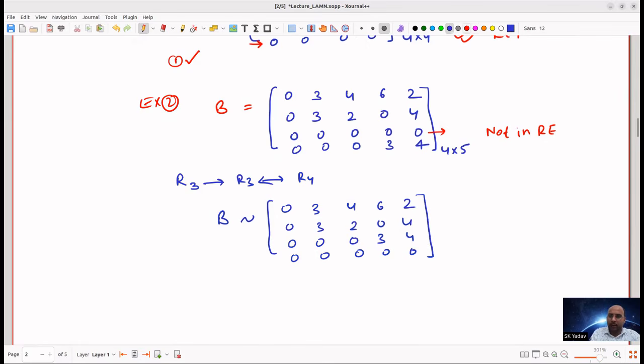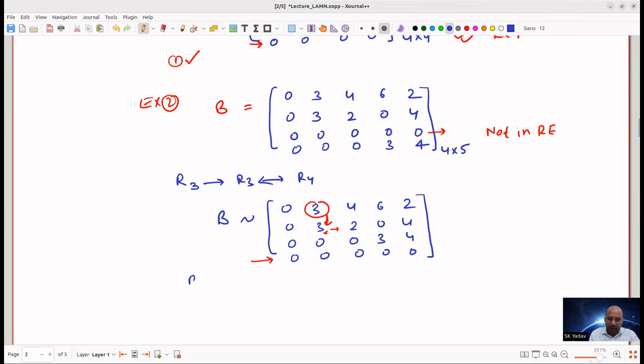Now again look here. The first condition is okay, the 0 row is at the bottom. But now look at the leading element positions. The first row has leading element 3, and the leading element in the second row is just below it, not at the right side. So this matrix is not in echelon form because of this element. So I have to make this 3 zero by using the previous row. So what operation should I apply?